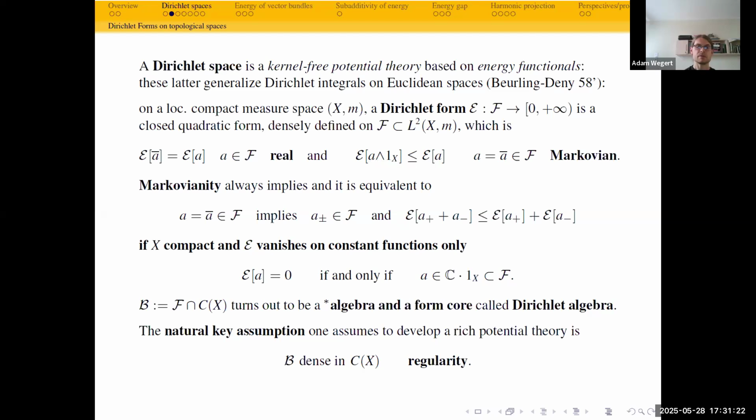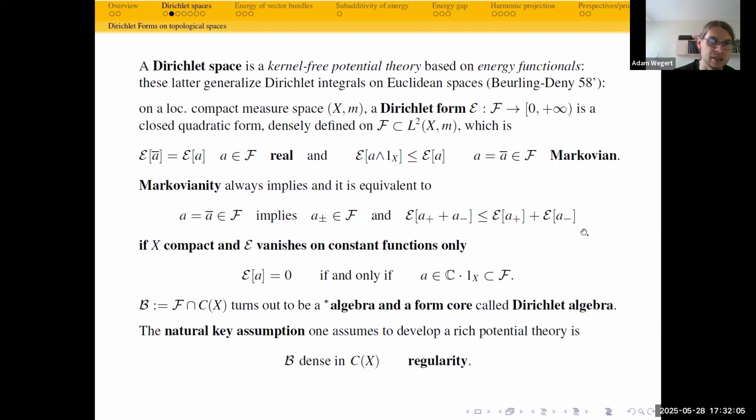Infimum, okay. In particular, this Markovian property implies this other property in which the energy of the modulus of a real function is always dominated by the sum of the energy of the positive and negative parts of the function A. In general, this is a consequence of Markovianity, but if the space is compact and the quadratic form vanishes only on constant functions, then it is in fact equivalent to Markovianity.